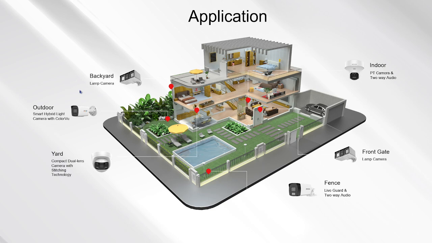In the application case, let's say for an analog audio system, in the backyard we can get a lamp camera. Because the backyard is really dark outside, you can do a smart hybrid light camera with ColorVu. Inside the yard we can do a panoramic camera. On the fence we can do a lifeguard camera. So it depends on the actual site. Then inside we can do a PT camera with two-way audio.